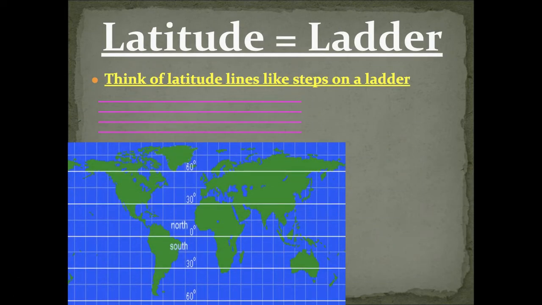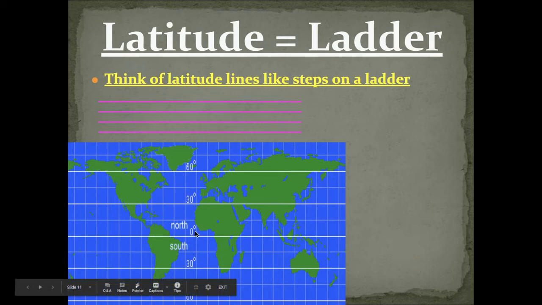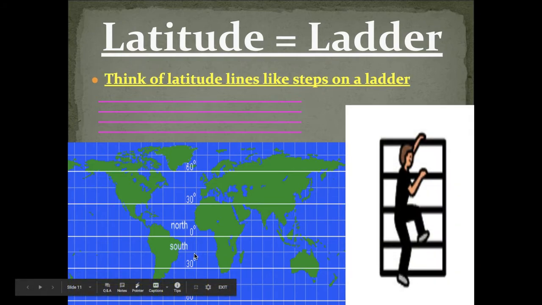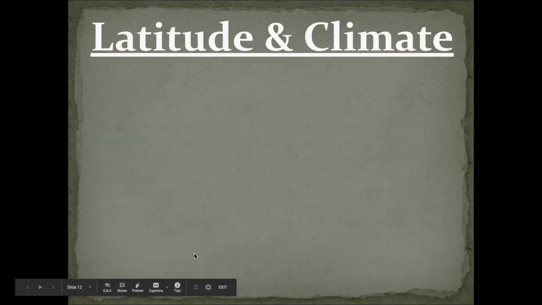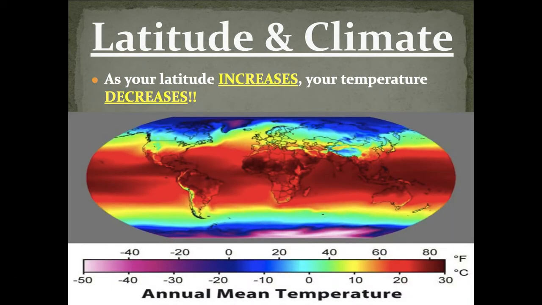Think of latitude like a ladder. You go up the ladder or down the ladder, so you can either be north or south. Write this down and put a big old star next to it because we will come back to this idea many a times over. As latitude increases, temperature decreases. That's kind of the big idea when it comes to climate. All right, it's not the only factor, but latitude is the most important factor.